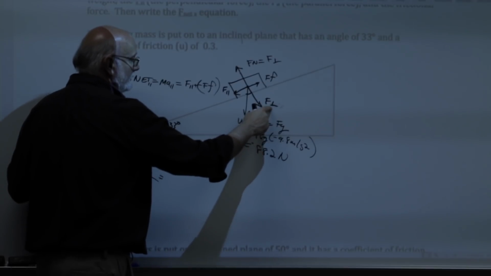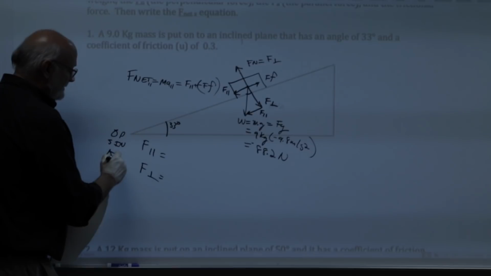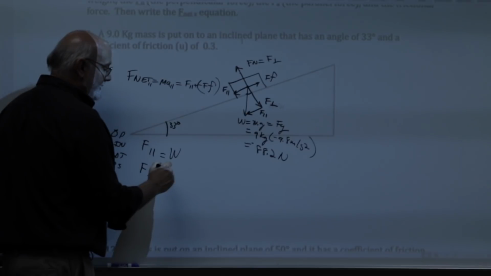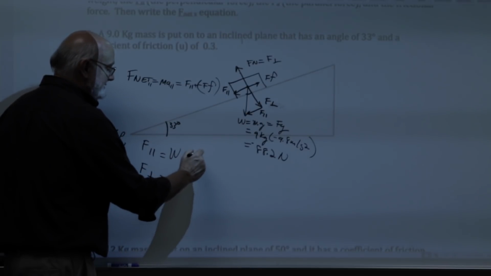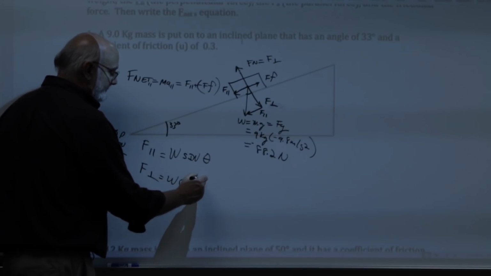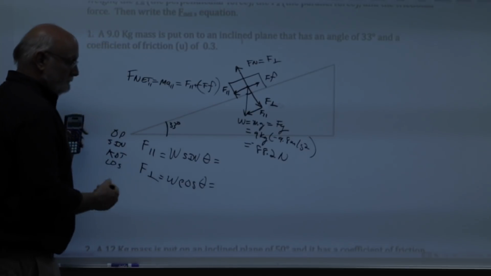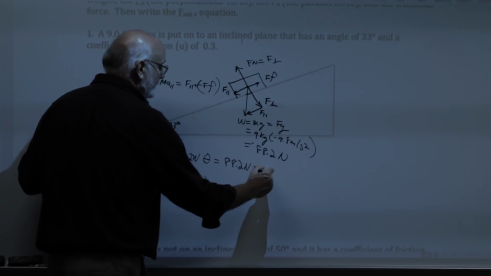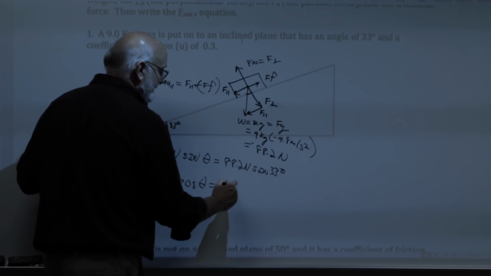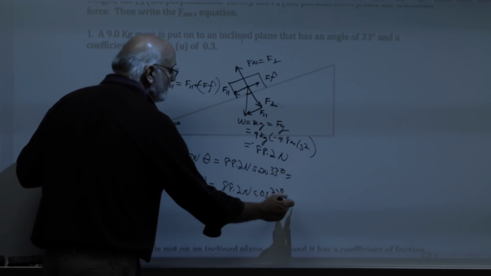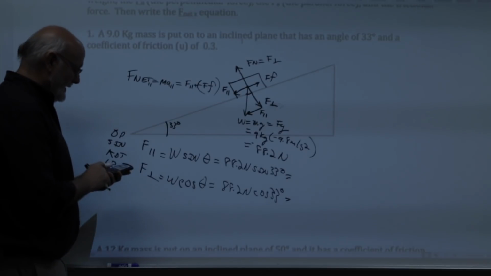And the F perpendicular is adjacent, so it's going to be the cosine. So you go, great. That means it's going to be weight sine of theta, and this is going to be weight cosine of theta. Let's work it out: 88.2 newtons sine of 33, and 88.2 newtons cosine of 33. Because remember, it's the components of the weight. Then you guys should have 88.2 sine of 33.